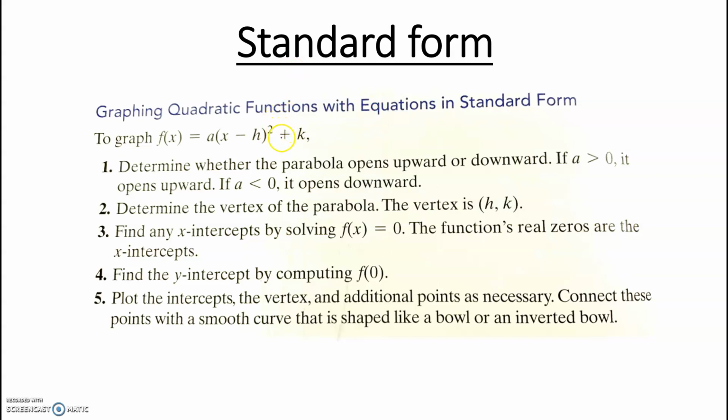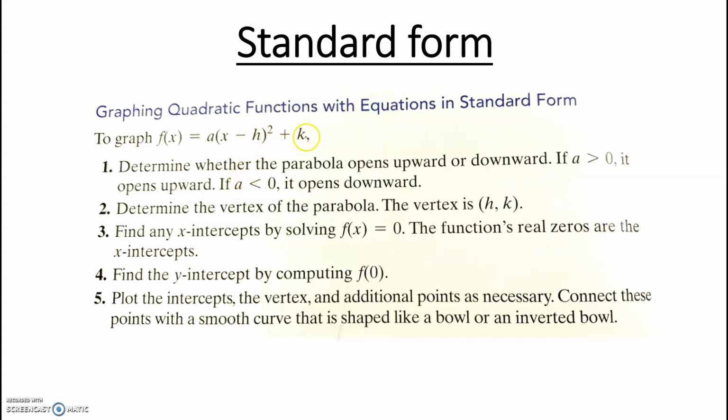So when you're graphing in vertex form, the first thing you want to look at is, does your graph open up or down? Whatever's out front, that a value, if it's positive, it's opening up, and if it's negative, it's opening down. The next thing you want to do is pull out your vertex.